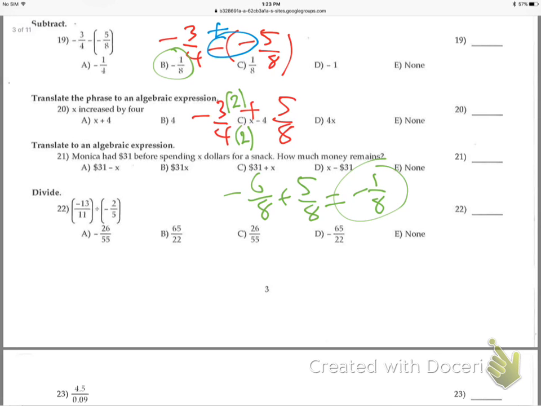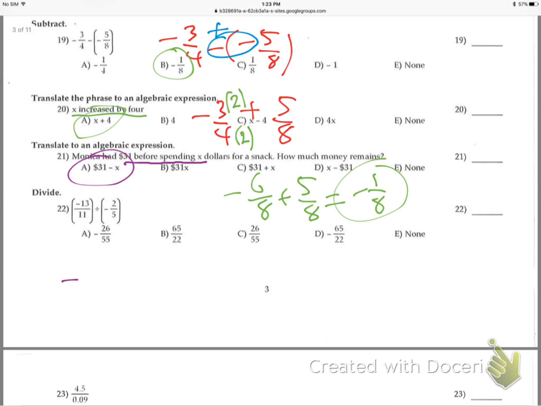20, that's easy. X increased by 4. Well, there it is. Increase means add. Good? All right. How about 21? Monica and her money. Monica had $31 before spending X. So it's A. She had 31, subtract X. She spent X, right? Does that make sense? When you spend X, that's subtracted from your money. 31 minus X.